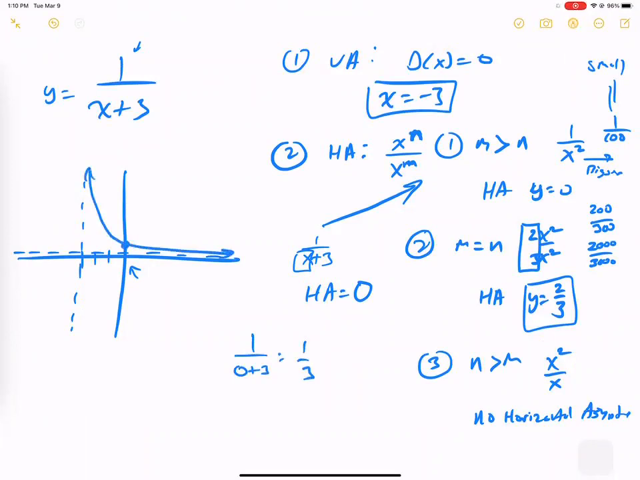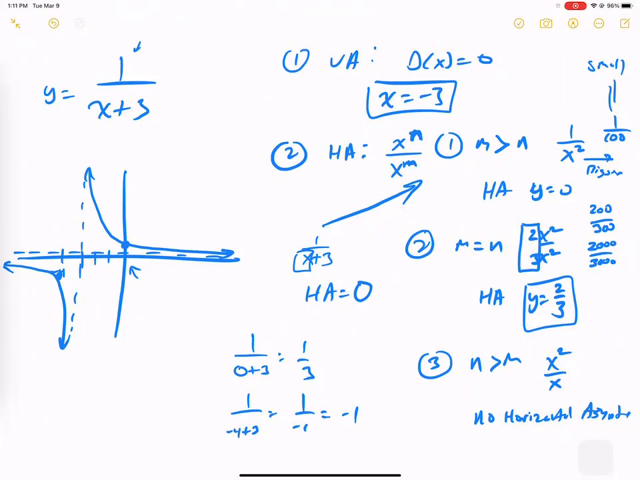On the left side, I'm going to pick negative 4. Let's plug in negative 4. 1 over negative 4 plus 3 equals 1 over negative 1. Hey, that's just negative 1. Great, negative 1 is about here. We're going to be stuck on the bottom. All right, absolutely beautiful, right? Easy peasy. I'm hoping easy peasy.